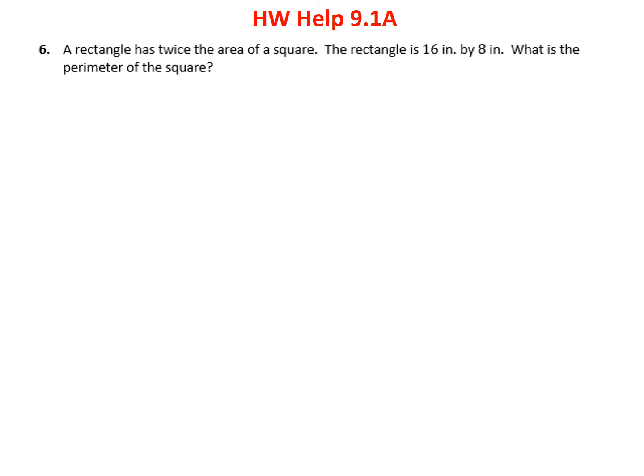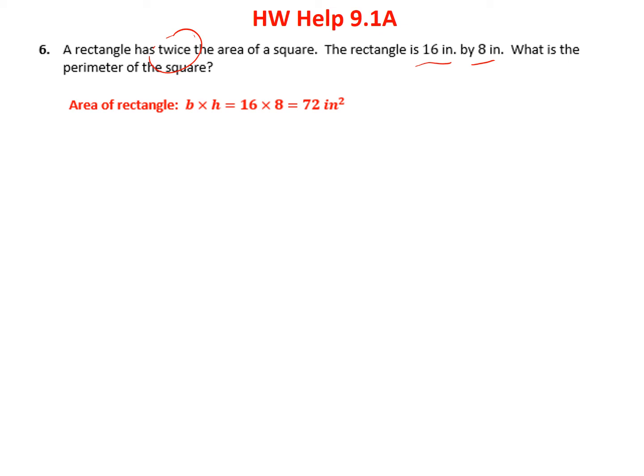Problem 6 presents us this problem. A rectangle has twice the area of a square. All right? The rectangle is 16 inches by 8 inches. What is the perimeter of the square? Be careful here that you know what you're asking for. To find the perimeter of the square, first we have to find the side of the square. So I notice first of all that the area of the rectangle is simply 16 by 8, or 72 inches.